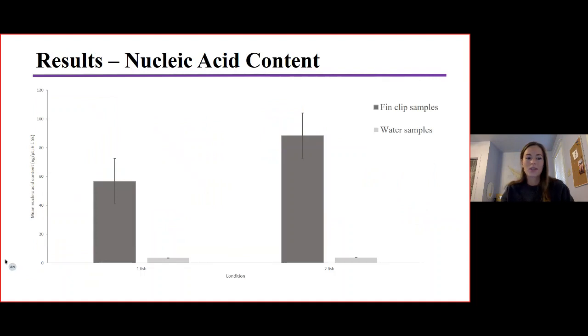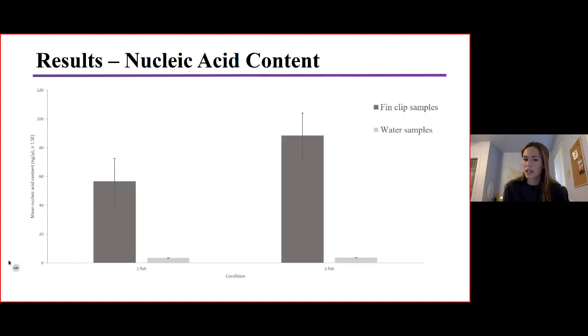So these are just some of the results. Here I just wanted to show the amount of DNA contained in either the fin clip samples versus the water samples. So here the darker gray bars are the nucleic acid content contained in the fin clip samples. And as you can see, it was a much larger amount compared to the water samples. So it is very important to make sure that your DNA extraction protocols are very specific and there's no contamination because it's already a very small amount that you're working with.